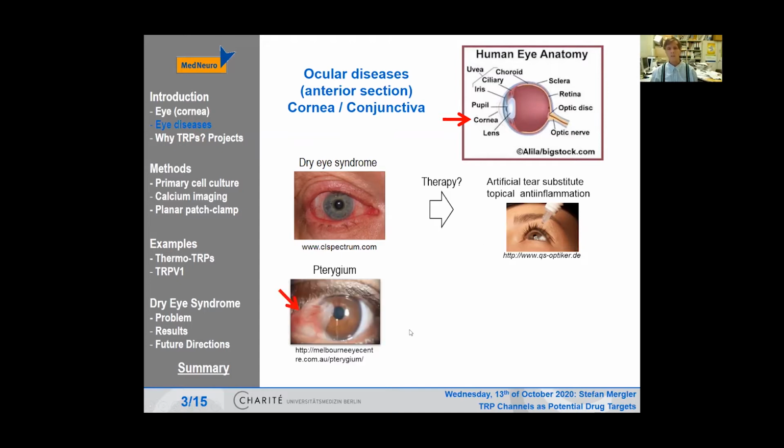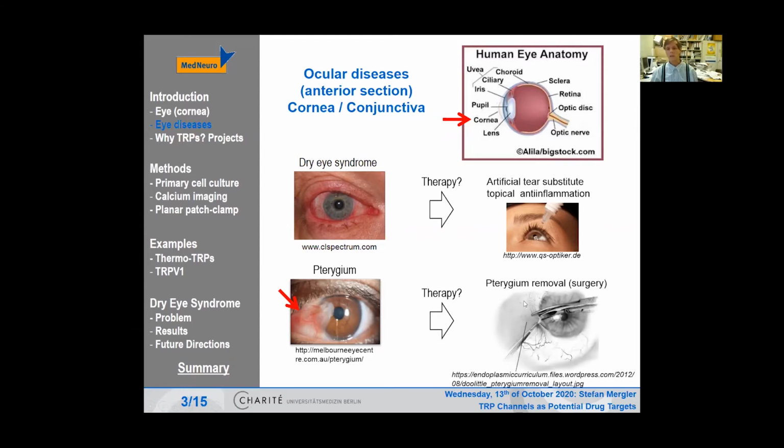Another interesting example is the so-called pterygium. This is a benign tumor which grows on the surface of the eye. Mostly people who get a lot of sunlight, living in countries where there is a lot of sunlight, can get such a cell overgrowth. The only option is surgical removal, but in one of my projects I'm focusing on the investigation of such tissue, to see what's different between healthy conjunctiva cells and these tumor-like, growing conjunctiva cells.